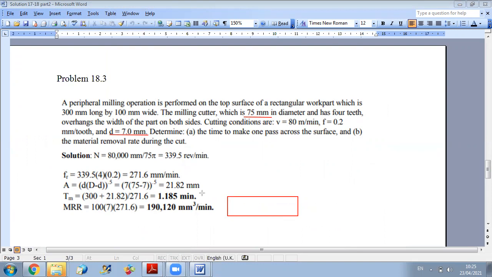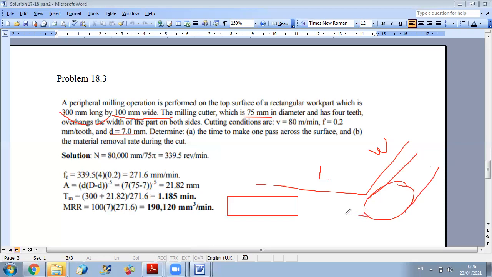Now, in order to compute the machining time, as usual, we should add the approach distance to the distance we will move the cutter over the work part. Here, since the work part is 100 millimeter wide and 300 millimeter long, you should pay attention. You should draw just a small figure to see which distance you should select. So the width is like this. This is W, this is L. When you put your cutter, it will be like this. So this is the cutter position.